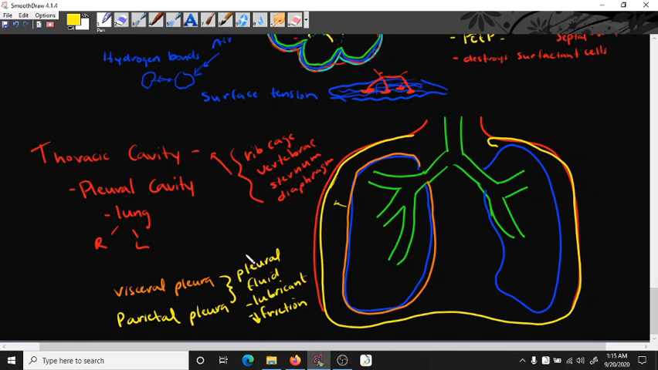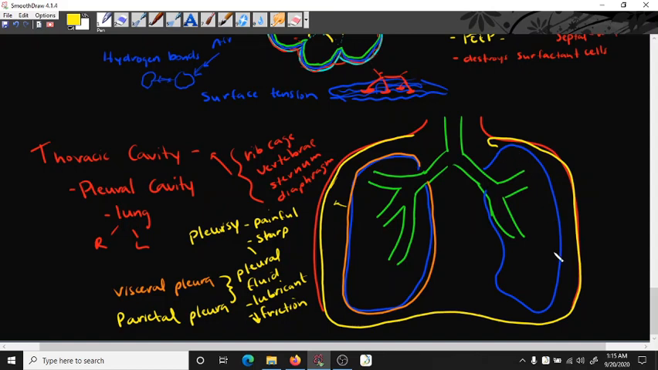If a person doesn't create enough pleural fluid, you can get a condition called pleurisy. Pleurisy, and this is where it's very painful. Because there's a significant amount of friction between these two membranes. They start to stick. And that is painful and it's sharp. Sharp pain. And it's worse upon inspiration. That's kind of how we know about it. So there's the thoracic cavity.